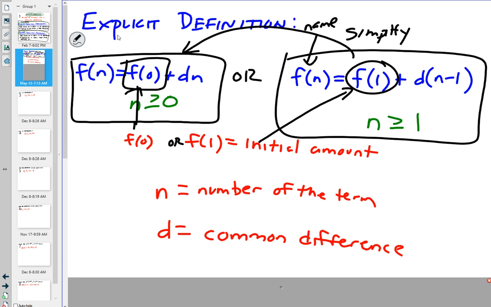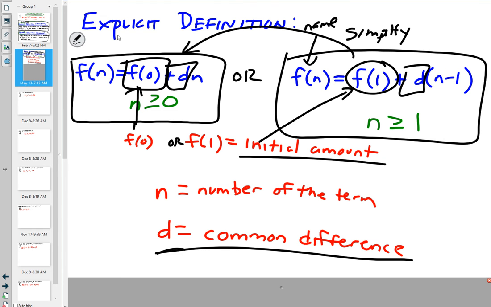What does the d stand for? We see that both of these have a d. What does that stand for? Yeah, that stands for the common difference. When I ask you what are the two things you need in order to write an explicit definition, or for that matter, a recursive definition, those are the two things. You need the initial amount, you need the common difference. You have to know that.